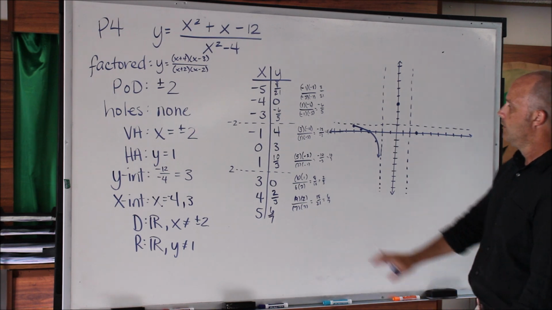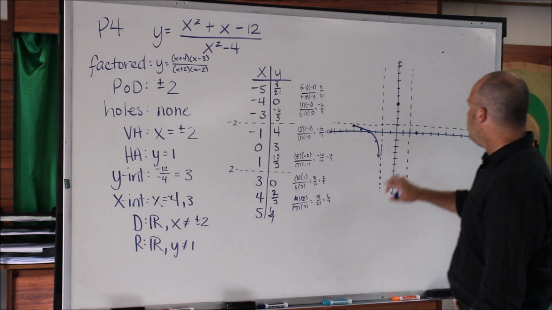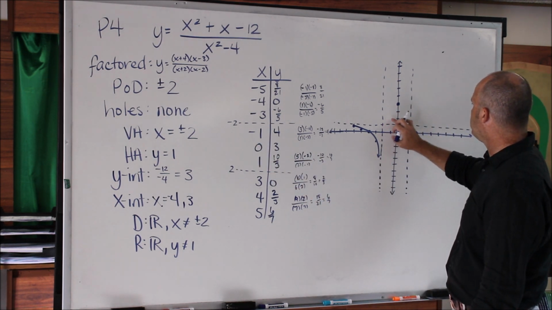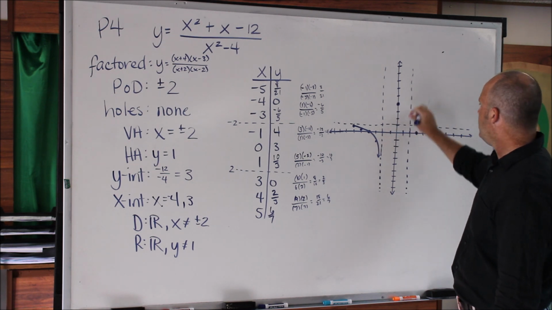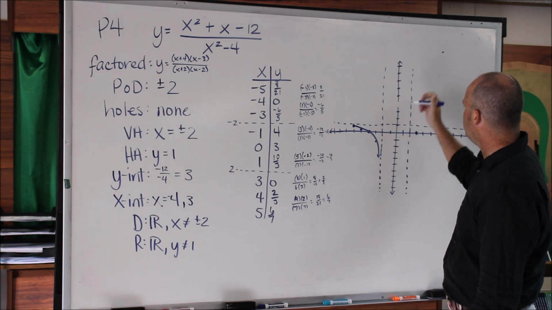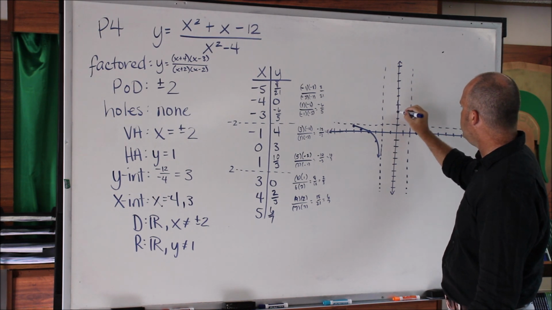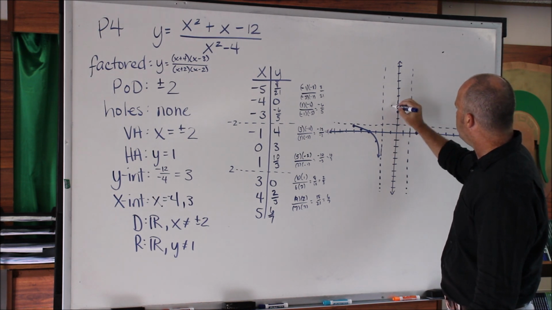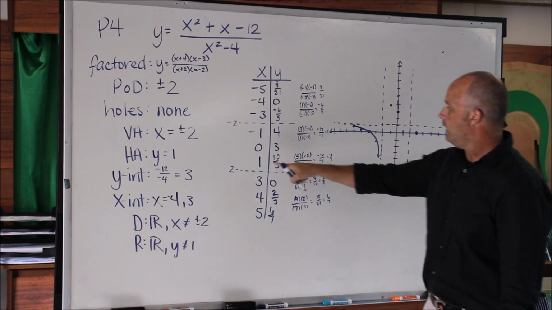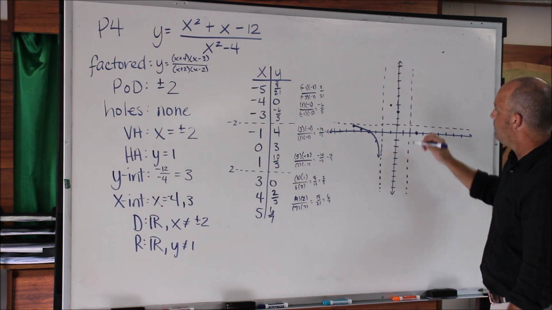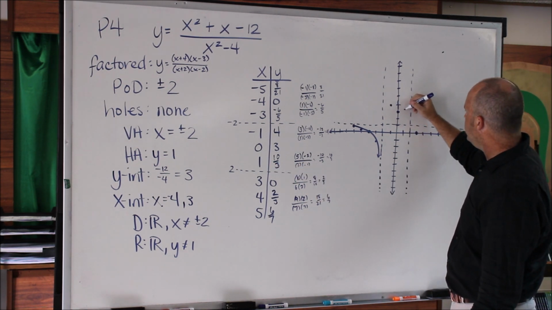Now for -1, we've got 4. So 1, 2, 3, 4. Oh, we've got to change this up just a little bit. Accidentally put that in at 4 instead of 3. So then go to -1 and 4. And 1 and 10/3. So that's going to be 1 and 3 and 1/3.